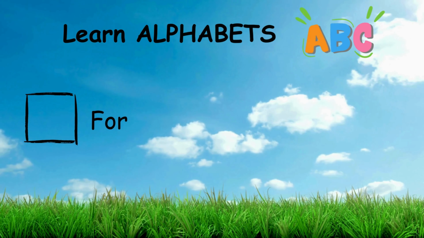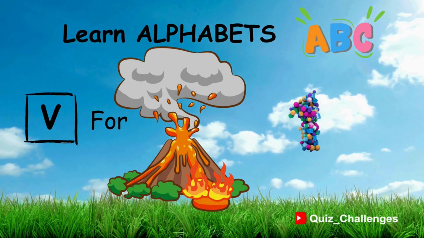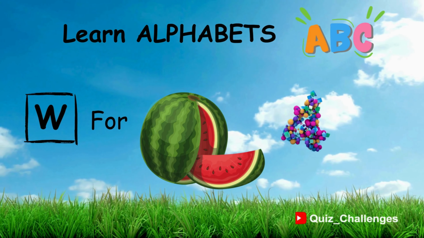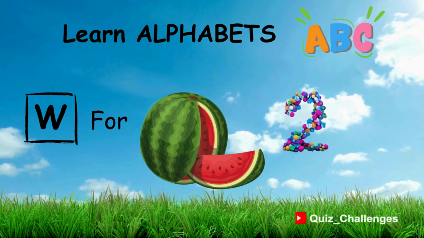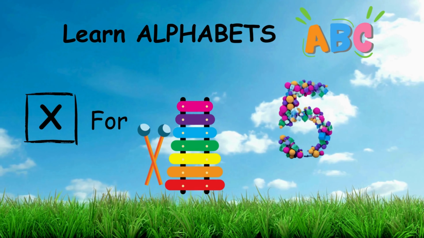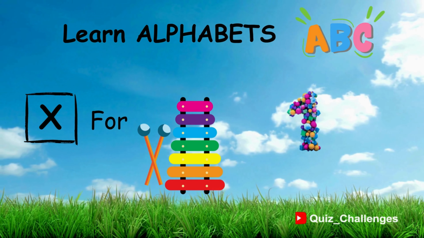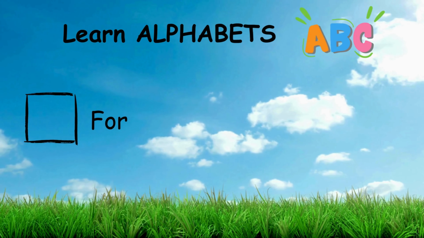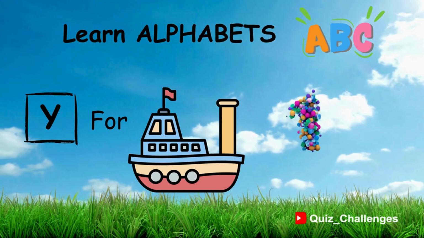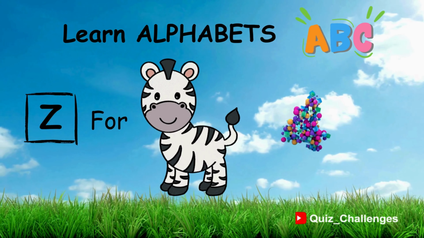V stands for volcano. W stands for watermelon. X stands for xylophone. Y stands for yacht. Z stands for zebra.